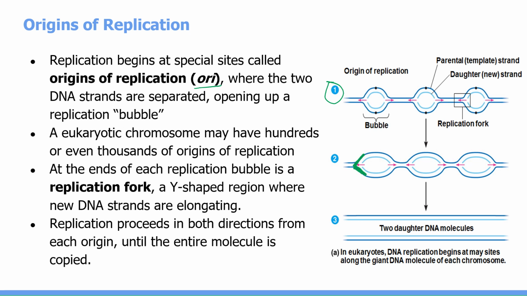You may not see the fork until I draw it. So we see it here at the ends. It looks like a V, but the Y gives us the direction. I'm going to draw it over here so we can see it again. So again, the Y tells us the direction of the replication fork. Replication proceeds in both directions as seen until each origin meets the others, and we have an entire molecule that is copied as seen in 3.